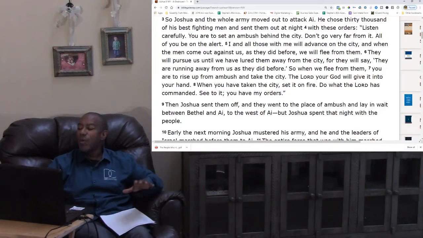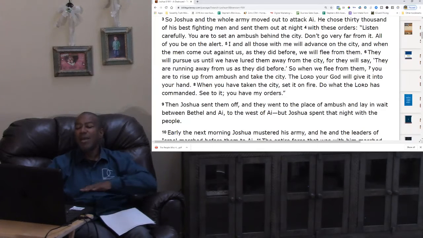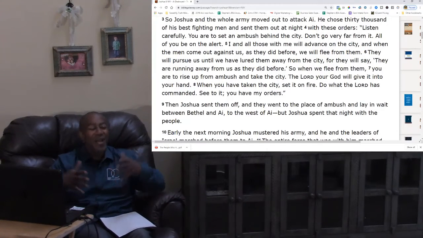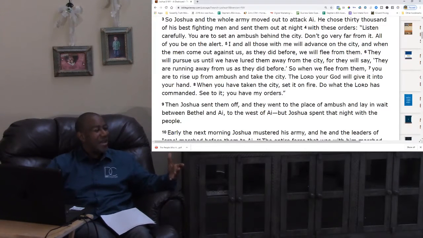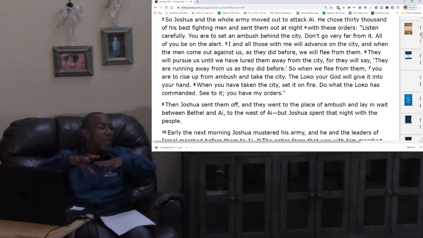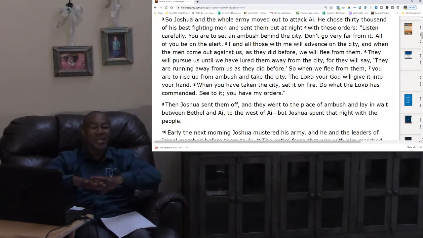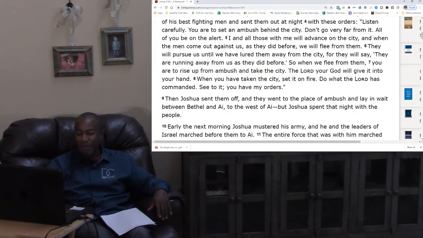The Lord your God will give it to you into your hands. And when you have taken the city, set it on fire. Do what the Lord has commanded. See to it, you have my orders. So they were going to ambush Ai. Isn't that awesome how God does this? God has this all planned out. So he has the Israelites come up and run from them so they look like they're afraid. The ones come from behind, take over the city, and they go in. So let's read what happens.